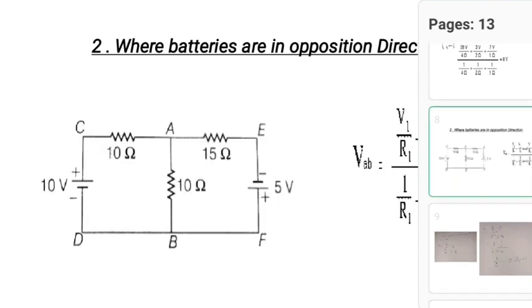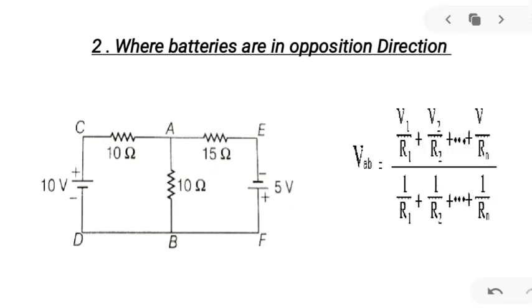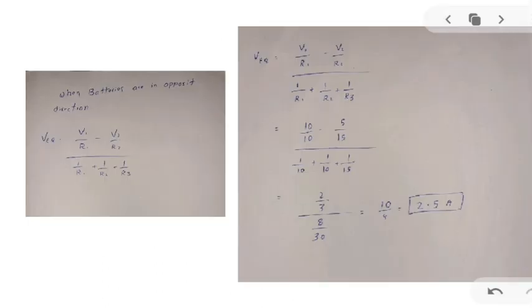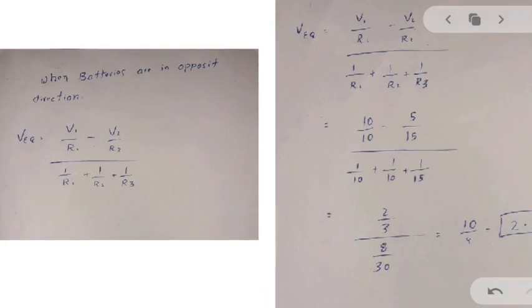And coming to the second type of model, when batteries are facing opposite direction, the step that we should keep in mind is V equivalent equals V1 by R1 minus V2 by R2, whole by 1 by R1 plus 1 by R2 plus 1 by R3.